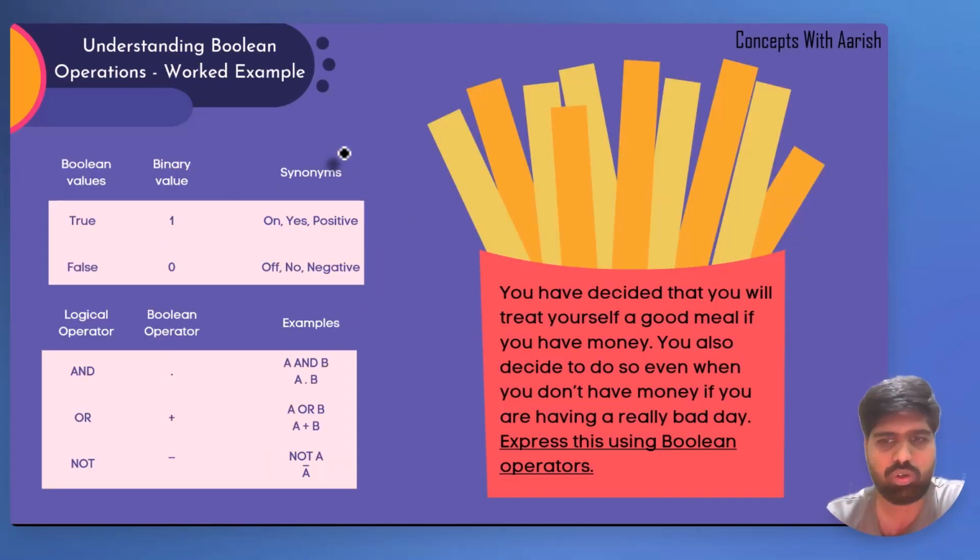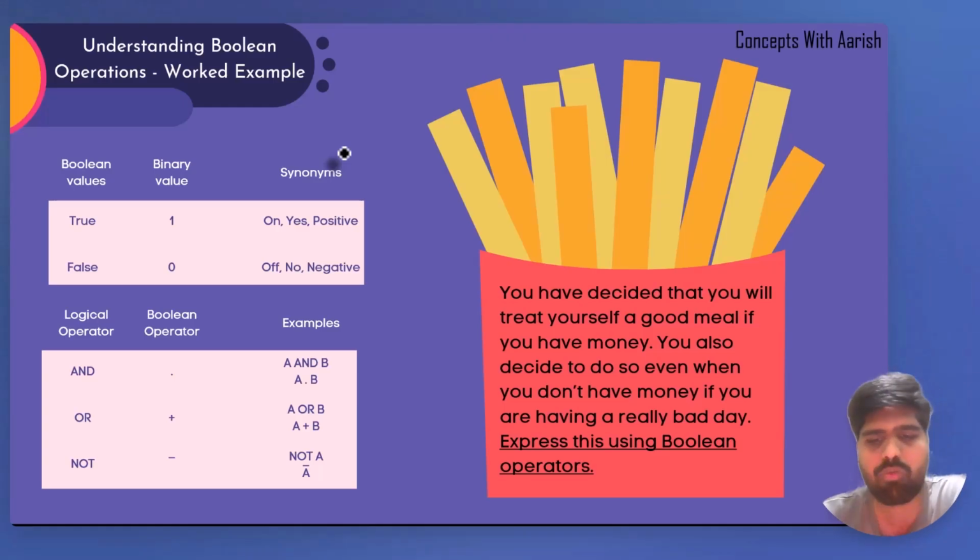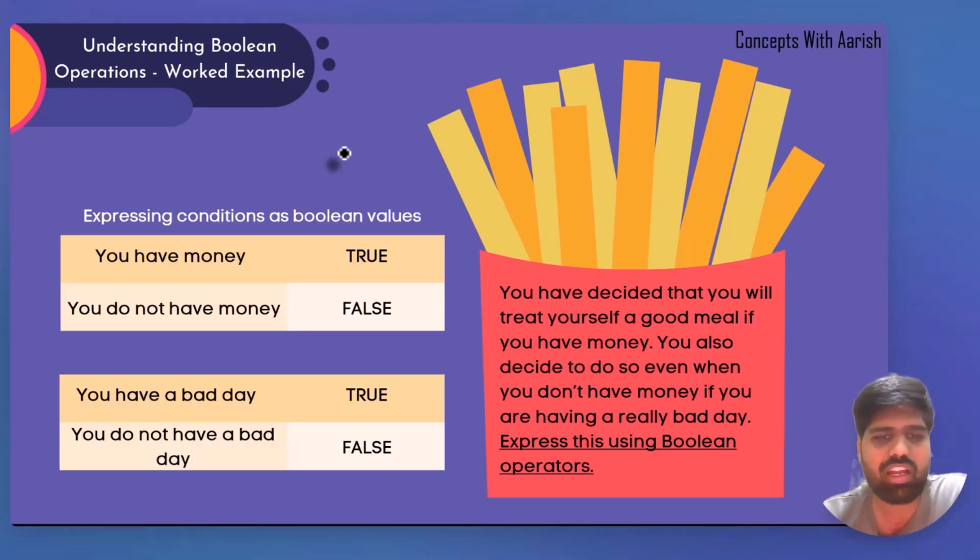Okay. So there's one practical example that you can consider. Let's say you have decided that you will treat yourself to a good meal if you have money. You have also decided that you will do that even when you don't have money but you are having a really bad day. So if you have to express this in the form of a Boolean operator, how can you do that? You can combine it in this way. If you have money, which means it's true, you can have a good meal. But if you do not have money, then you can't have a good meal. So that's false.